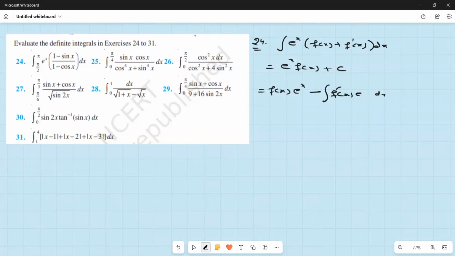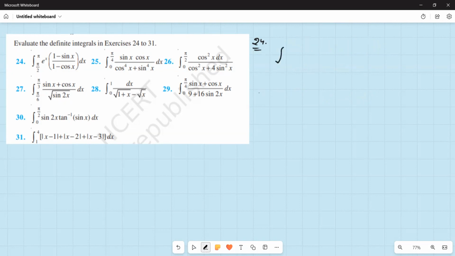If I have integrated only this function by parts, I am getting this, and this will get cancelled with this, right? So using this result, you can directly say that this is of the type e^x [f(x) + f'(x)], so the answer is e^x f(x). So how to do question number 24? By this method.